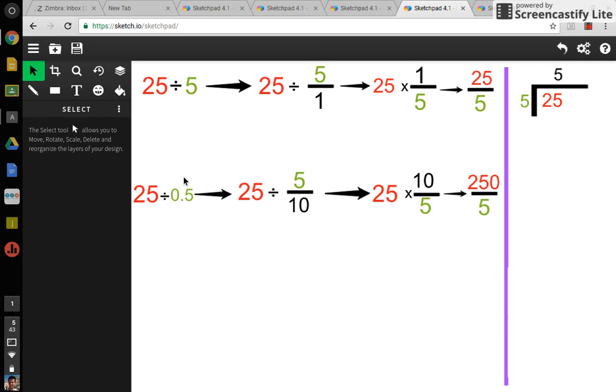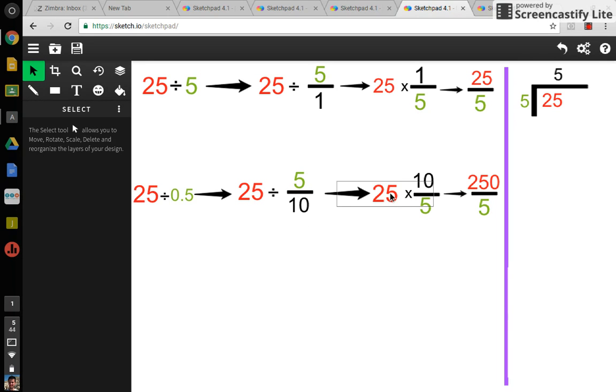Here you'll notice we've got 25 being divided by 0.5, or 5/10. When we turn this into a fraction, we get 25 divided by 5/10. Again, we're going to use the flip and multiply strategy. Now we have 25 times 10/5. We've just found the reciprocal of our 5/10.